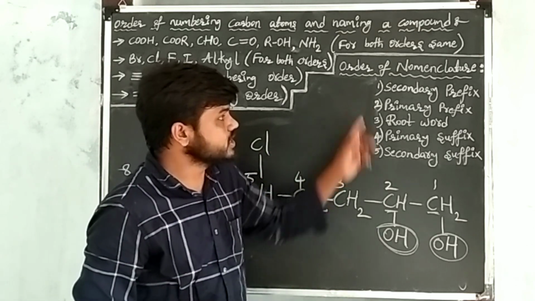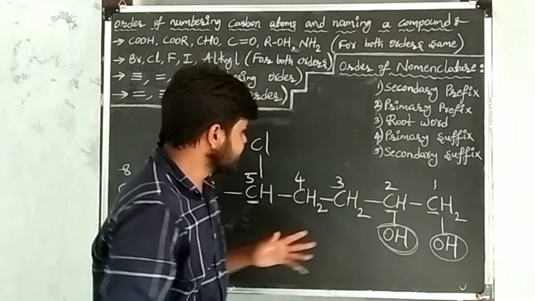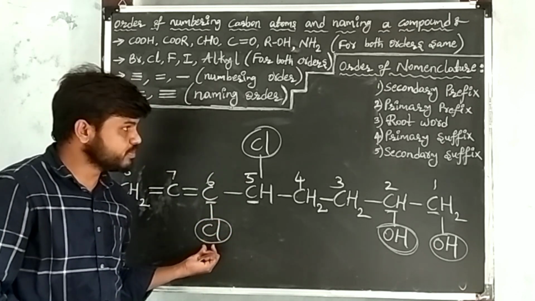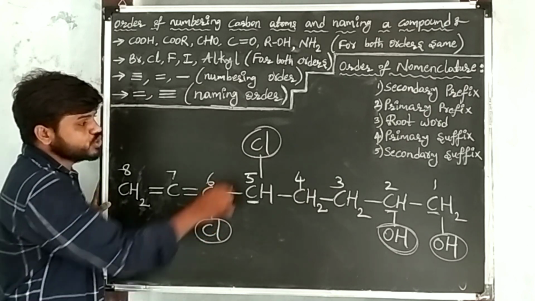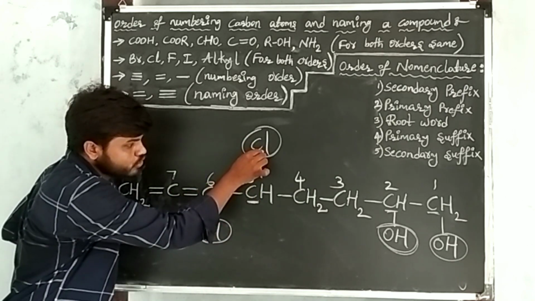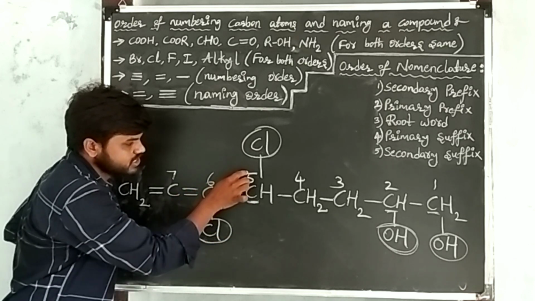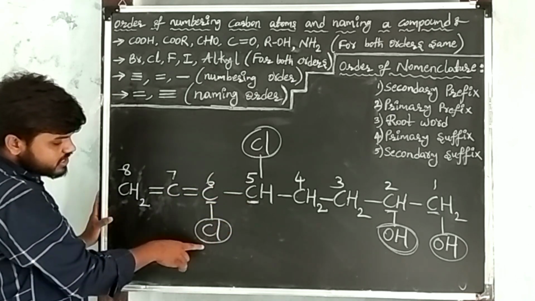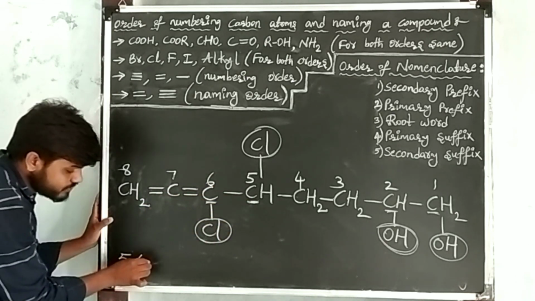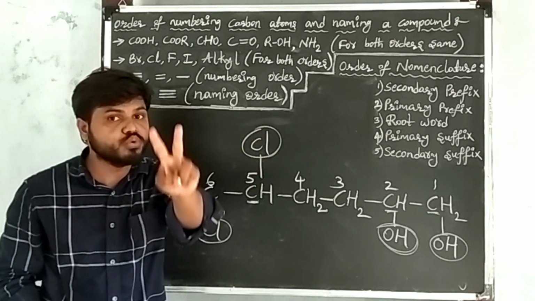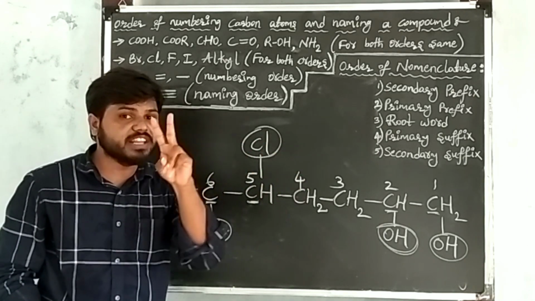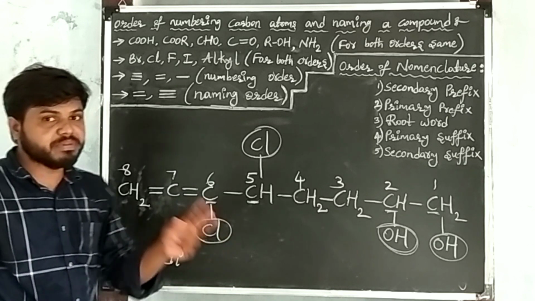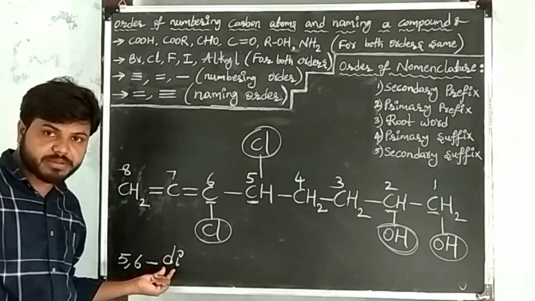Now after giving numbers, write the secondary prefix. Here the secondary prefixes are the chlorines, which are substituents. First write the positions of each chlorine. One is at the 5th carbon, another is at the 6th carbon. I am writing the positions: 5, 6. After writing the positions, the chlorine repeats 2 times. Write the numerical prefix for 2 times, that is di.